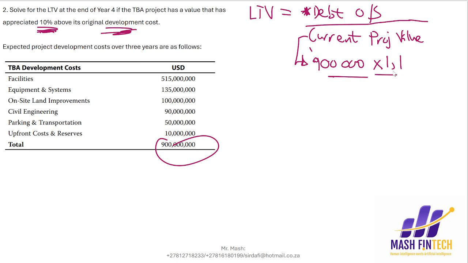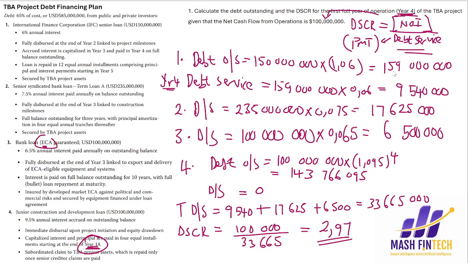Let's go back a bit. Okay, so the numbers you have to add are these ones here. The debt outstanding, the interest had accrued, and we had this outstanding debt of 159 million.